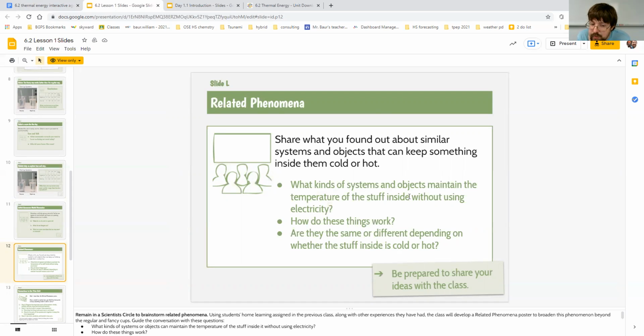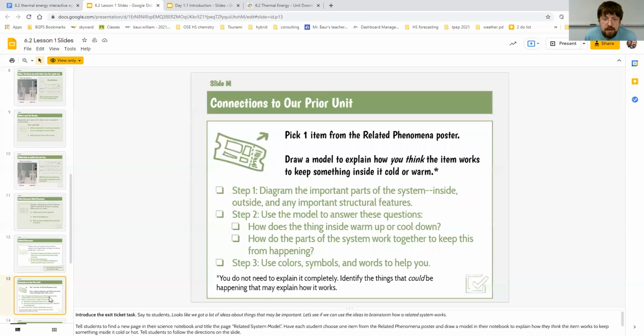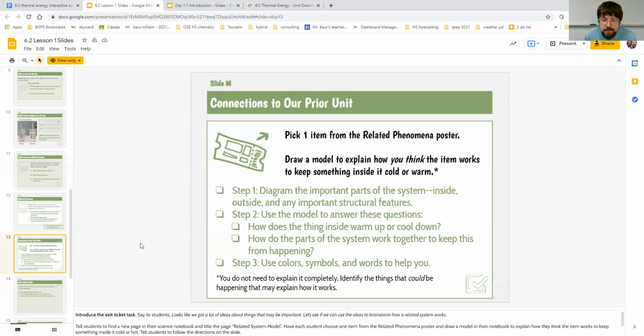That was one of your assignments for homework, but now we're going to create some drawings showing your explanation of how these things work. Some of the things might try to keep things hot. Some things might try to keep things cold. But one question I have is, do those things work the same? So I want you to make a diagram of one item from our related phenomena poster and draw how you think it's working to keep something warm or cold.